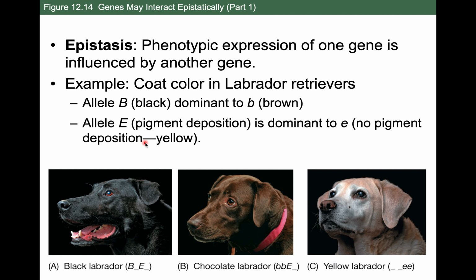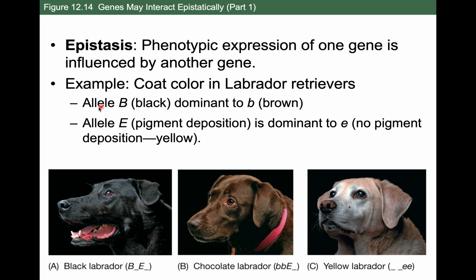The flip side of that coin is what's considered epistasis. And epistasis is where a single trait, a single phenotype, is controlled by two or potentially even more genes. Usually when you say epistasis, you're talking about two genes. So the example I'll give you here is fur color in Labrador Retriever dogs. There's two genes that control fur color, the B gene and the E gene.